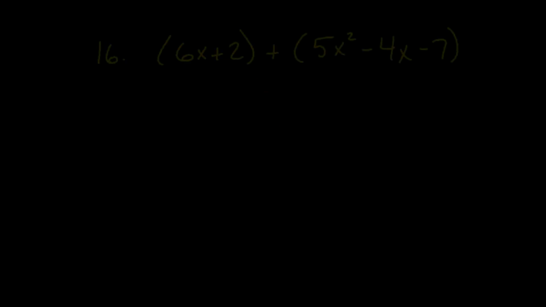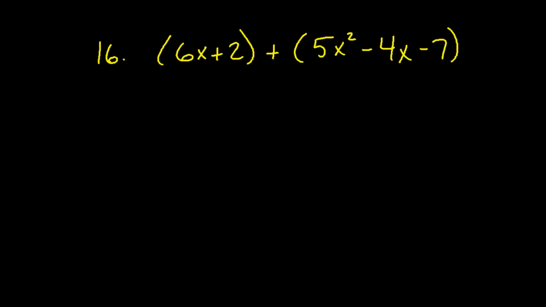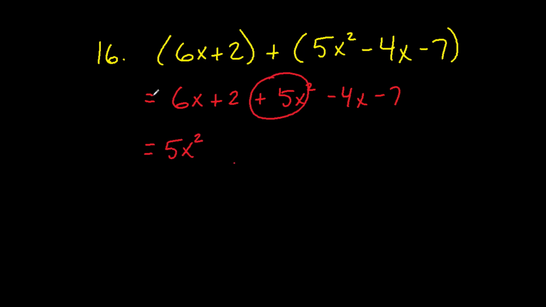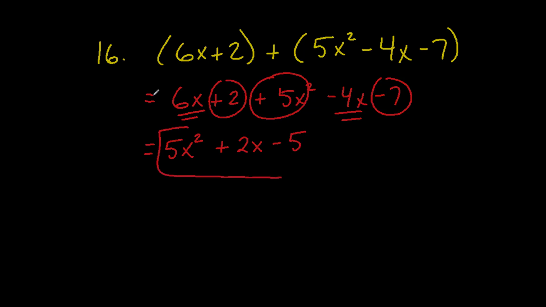This next problem is asking us to add these two polynomials together. Recall that with addition, the parentheses do not matter. So we can drop the parentheses. That gives us 6x plus 2 plus 5x squared minus 4x minus 7. Next, we look for our like terms. This is the only x squared term, so it will go into our final answer. Next, we want to look for our x terms. 6 minus 4 gives us positive 2x. Lastly, we have our constant terms. 2 minus 7 is negative 5. So that's the final answer.